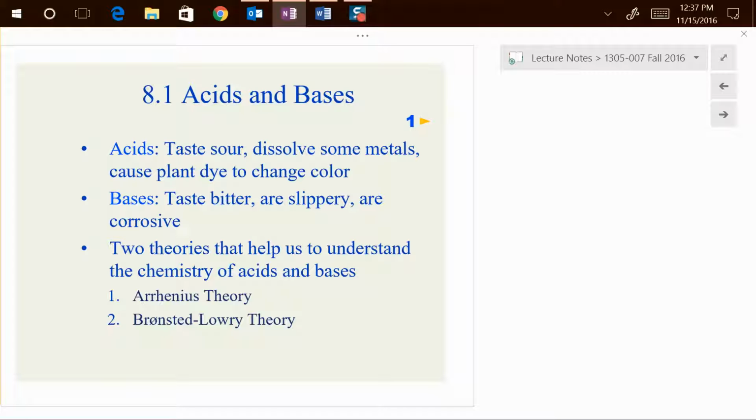Bases are bitter, so they're kind of almost the opposite, right? So acids are sour, bases are bitter. They're slippery, and they are also corrosive like acids. So we actually use bases when we want to clean out our sink. We dump Drano down the sink. That's a strong base that we're dumping down the sink.